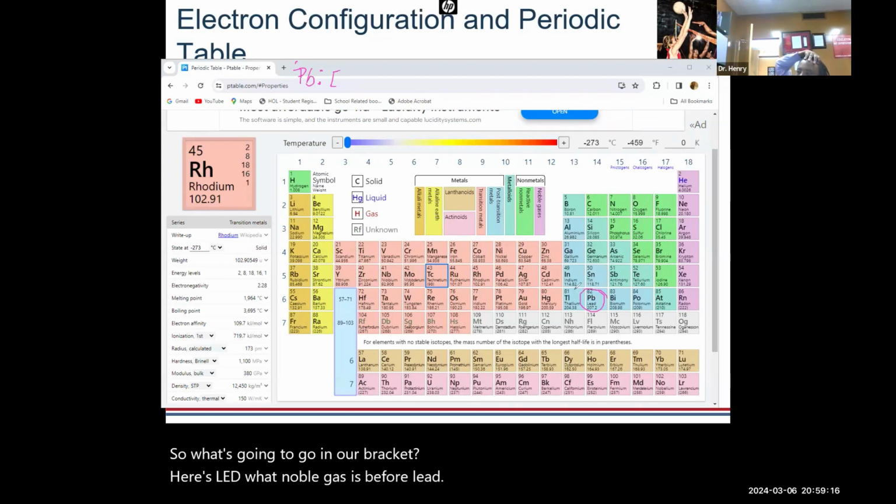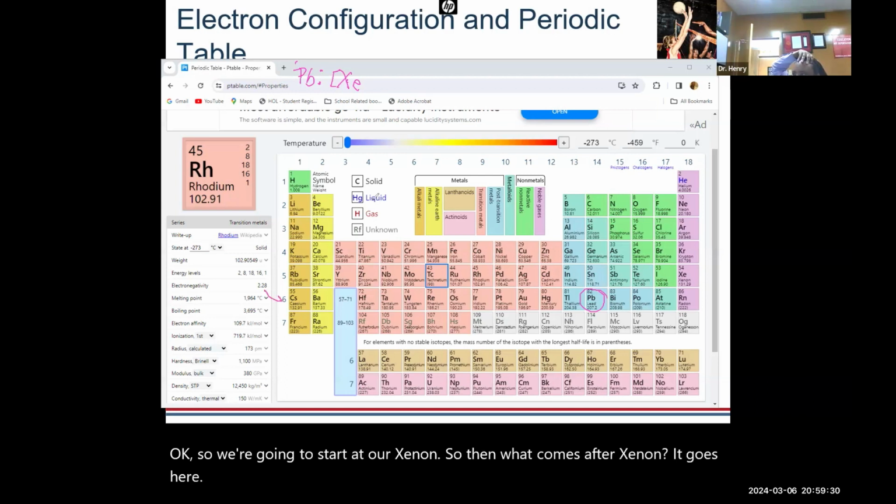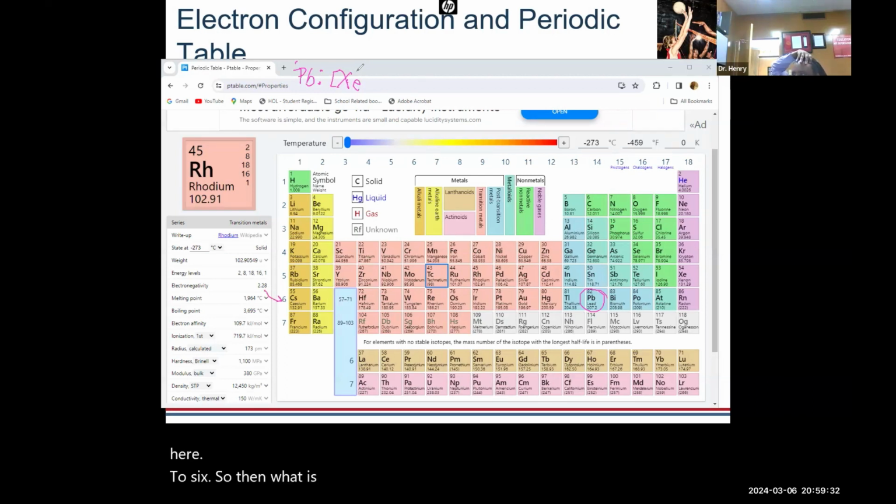Would it be the xenon? It would be the xenon again. That's right. So we're going to start at our xenon. So then what comes after xenon? It goes here to 6. So then what is it next? 6s2.